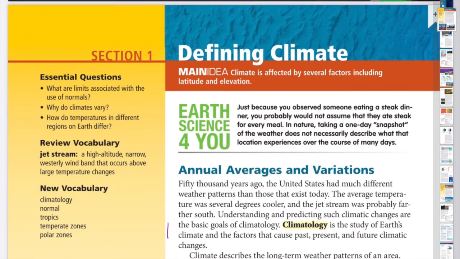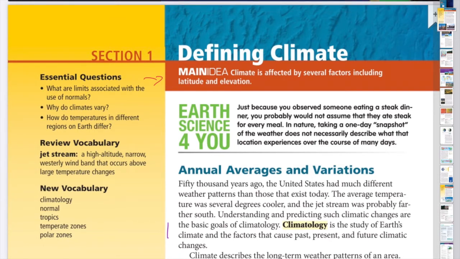So Chapter 14, Section 1, Defining Climate. So the main idea here is that climate is affected by several factors, including latitude and elevation.